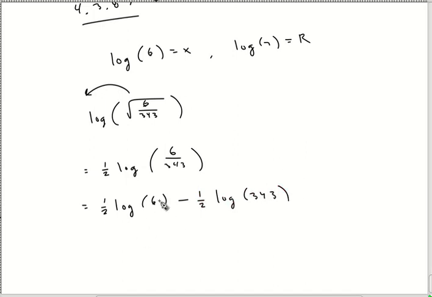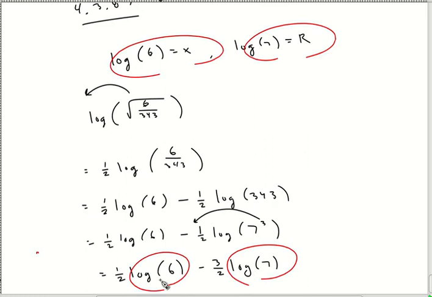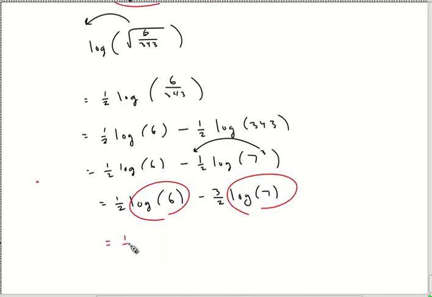Well, I already have the log 6. That's kind of easy, but I need to make somehow a 7 out of this guy. And that's 7 cubed, I think. I'm looking at my notes to help me there because it is a pretty big number. That's 7 cubed. Well, that 3 can come down to the front. This is now becoming a pretty long problem. But that's okay. We have these log base 6 and log base 7s. It's right there and right there. And so I have 1/2 x minus 3/2 r.